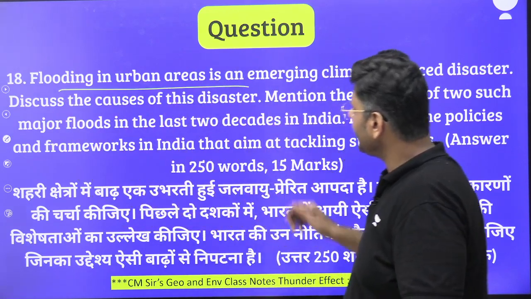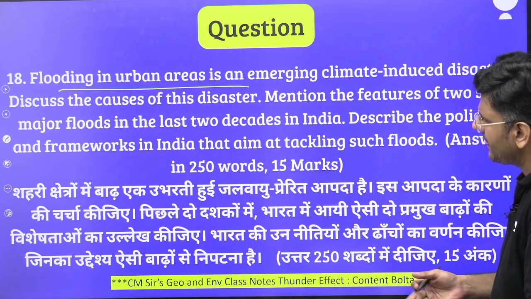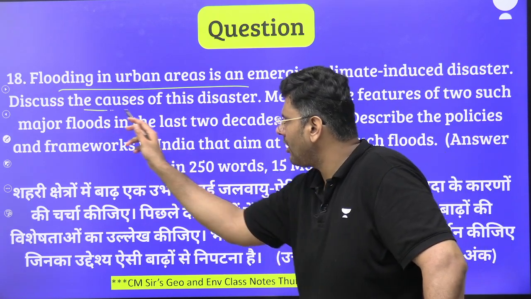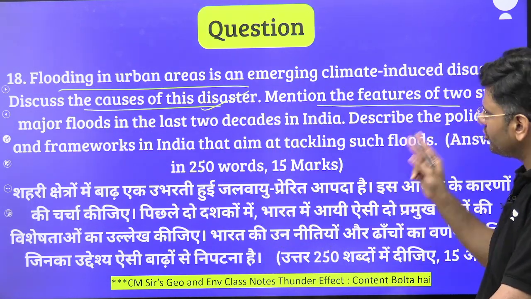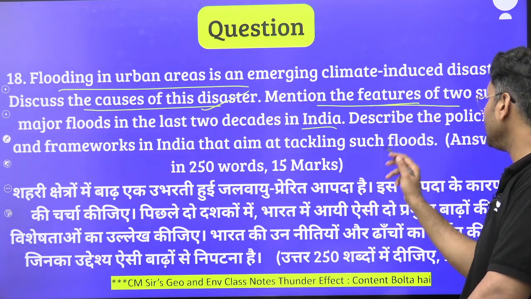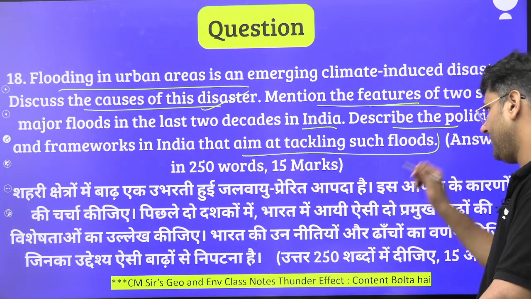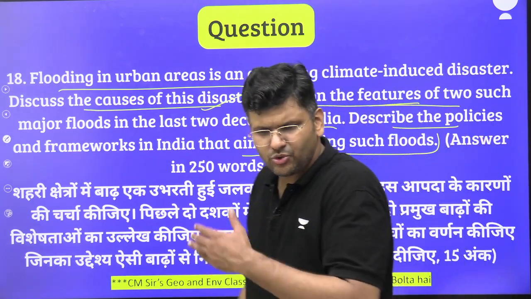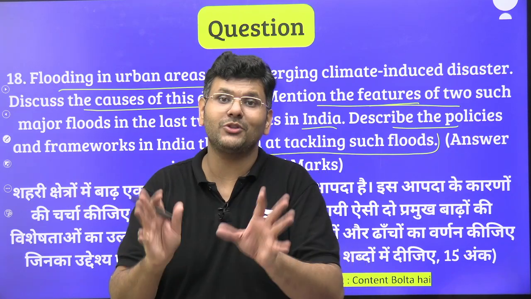Okay. Flooding in urban areas is an emerging climate-induced disaster. Discuss the causes of this disaster. First question. Mention the features of 2 such major floods in the last 2 decades in India. Features you have to discuss and describe the policies and frameworks in India that aim at tackling such floods. Okay, so now what they have done throughout this mains is they have given you not one question but four questions in one question itself.